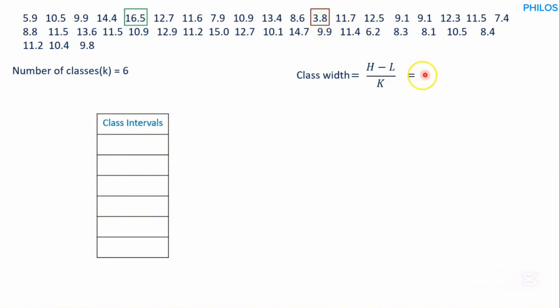So we are going to substitute them in this formula. So we are going to have 16.5 minus 3.8 all divided by k. We were given k as 6 in the question. That is the number of classes. And when you correctly put this on your calculator, you will get 2.1166666 something. But in 2 decimal places, that will be 2.12. But when you look at the data values, you will see that all the data values are in 1 decimal place. So we can decide to make this to be in 1 decimal place.